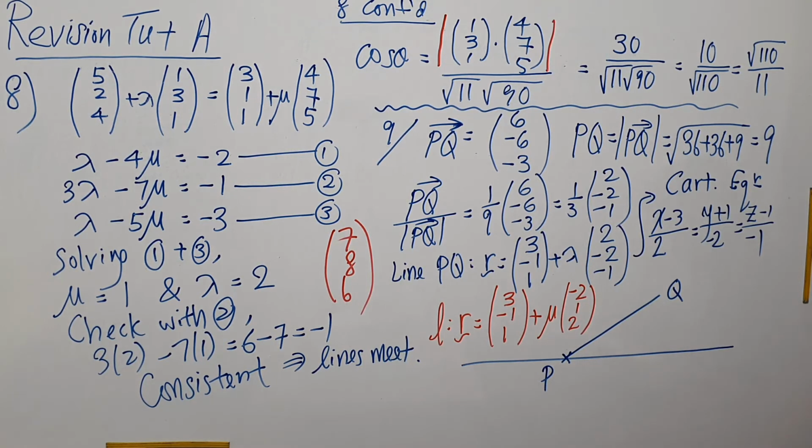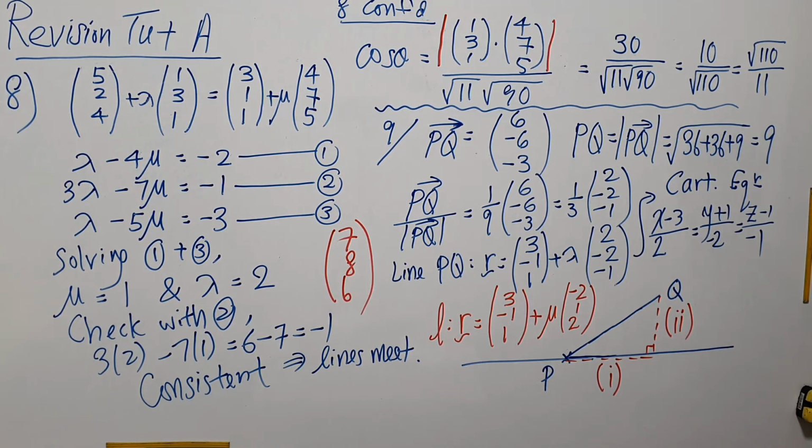So in this case, they want you to find the length of projection of PQ on the line L, and they also want to find the distance from Q to the line L. So this question actually asks you for two lengths. This is your so-called part 1, and this is your part 2.